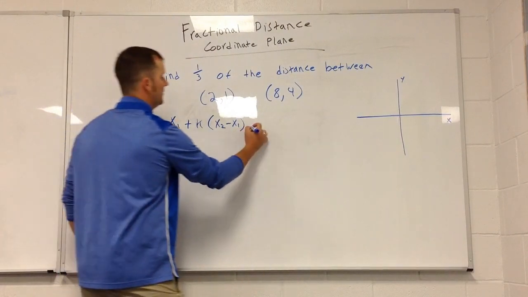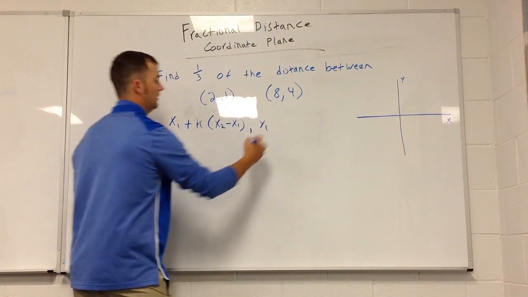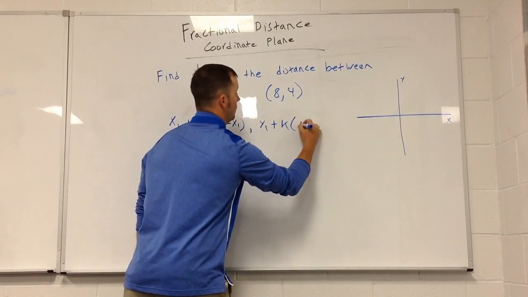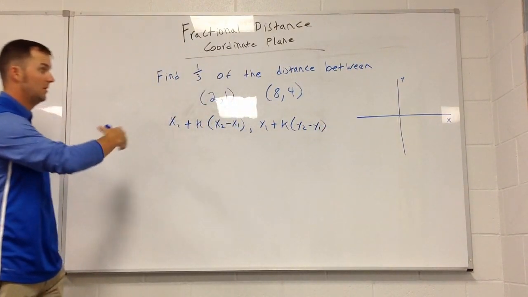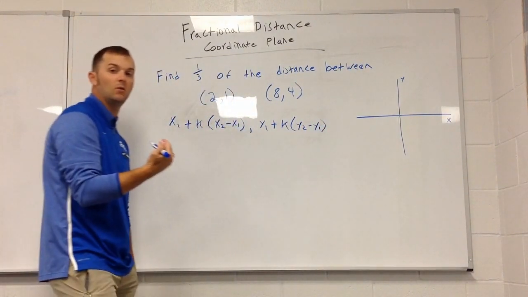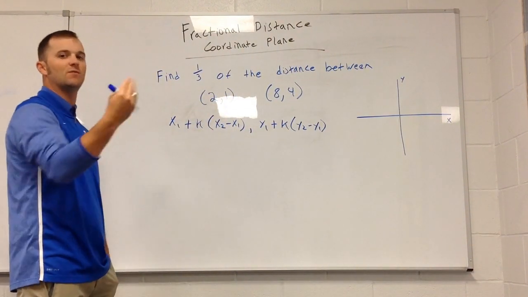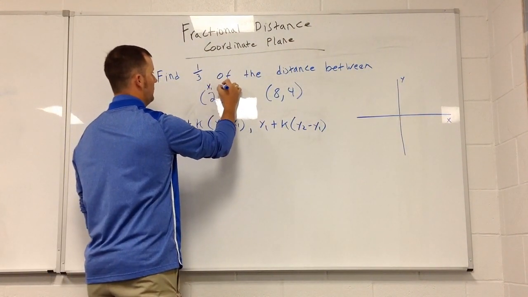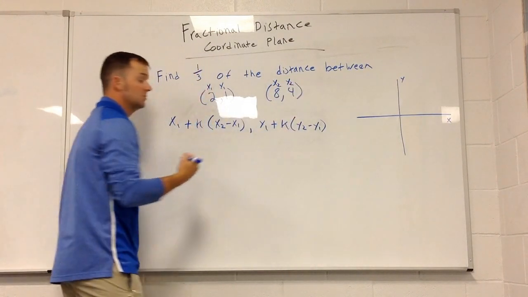Then I'm going to do the same exact thing with the y. So y1 plus the same fraction again, times y2 minus y1. Literally this is the whole formula that you plug in to find all this. I'm going to label my points so it makes it easier to plug in. I'm going to make these my 1s, so x1, y1, and these my 2s, so x2, y2. Then all I have to do is plug everything in.